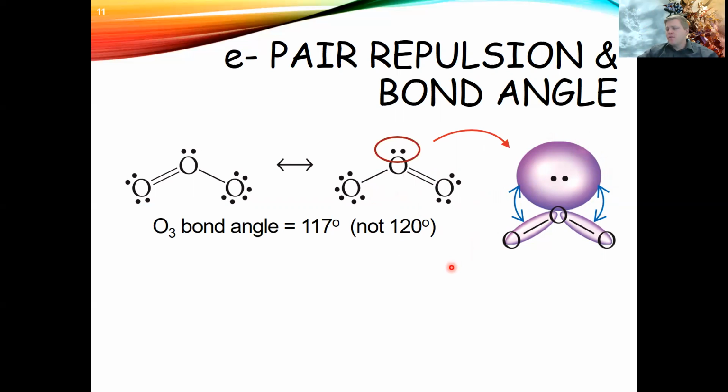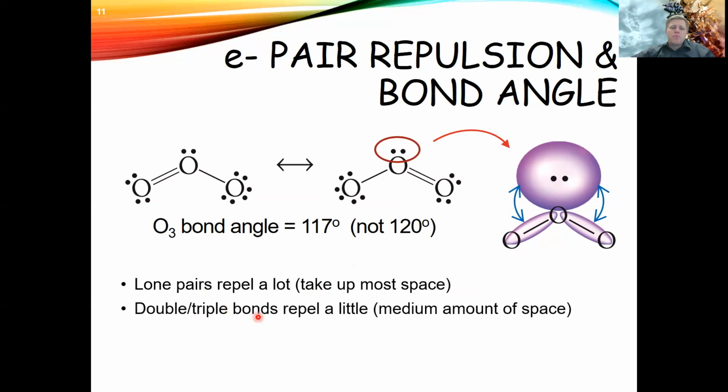So the idea here for estimating bond angles, you won't actually be calculating bond angles, you'll really just be making statements about bond angles. But the idea is that lone pairs repel a lot. So they really like to push everything else away from them. Another way of saying that is lone pairs take up the most space. Next comes double and triple bonds. These like to repel each other a little bit. So they will take up more space than single bonds, but less than a lone pair. So double and triple bonds, they take up a medium amount of space.